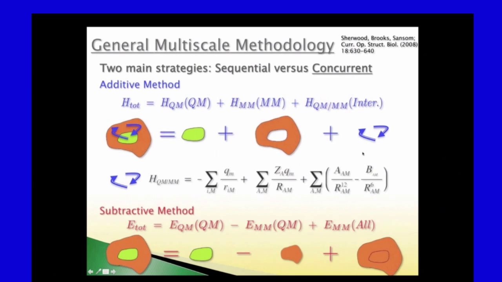We calculate a quantum piece, calculate a classical piece, and then we need to account for the interaction between these two. And the way that we do that is through a Hamiltonian that looks like this, where we take into account the interaction of classical point charges, or your classical atoms, on your quantum electrons. You take into account the nuclear effects, so the nuclear repulsion type interactions, the nucleus of your classical atom or your MM atom interacting with the nucleus of your quantum atom.